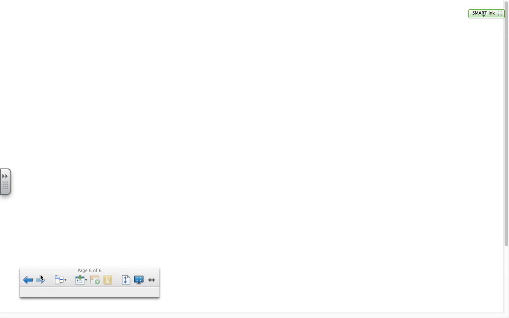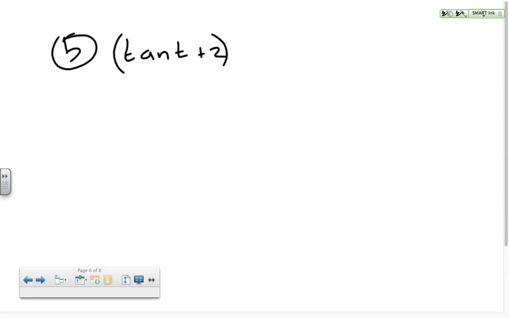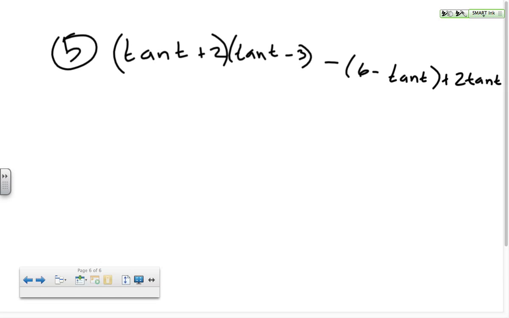All right, so the next one I have, number 5, is tangent t plus 2, this is a hard one, times 10t minus 3 minus 6 minus tangent t plus 2 tangent t. Okay, so the very first thing we're going to do is we're going to use our algebra skills, okay, and we're going to simplify this out, okay, using FOIL.